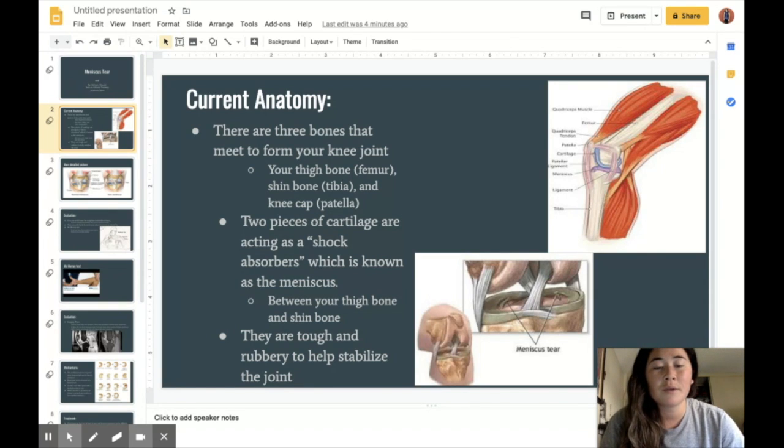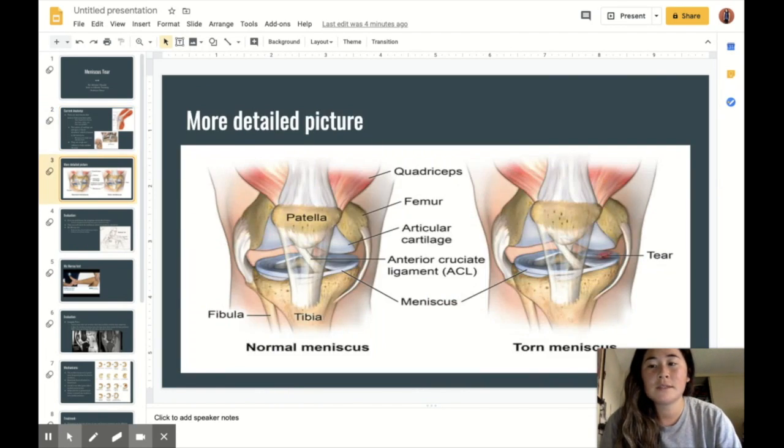On the right hand side of the bottom picture, you can actually see the meniscus tear. But on the next slide, you'll be able to see a better picture. You can see the patella, the tibia, the normal meniscus and the torn one. You can see the lateral and the medial side of the meniscus. And on the right hand picture, you can see where it's torn.